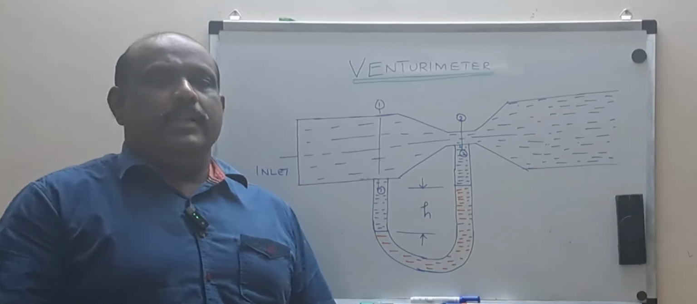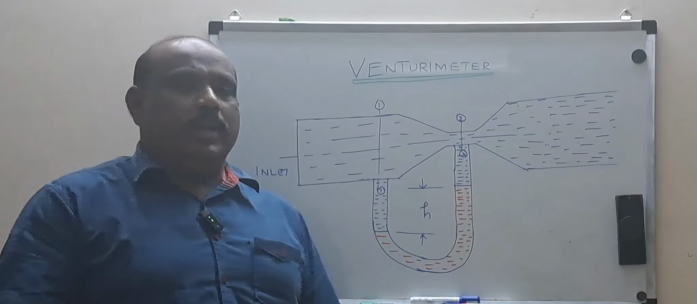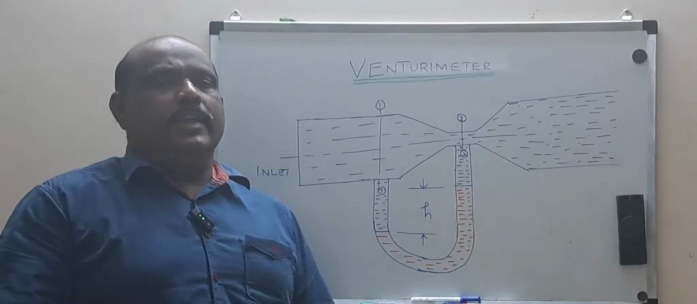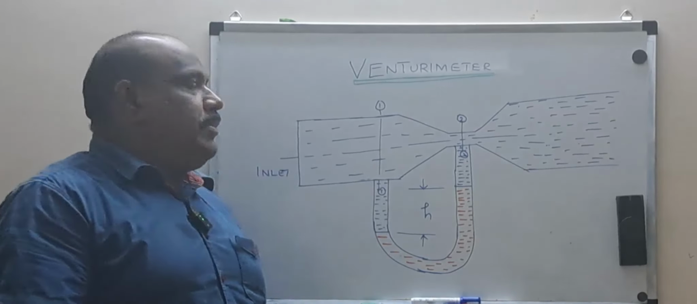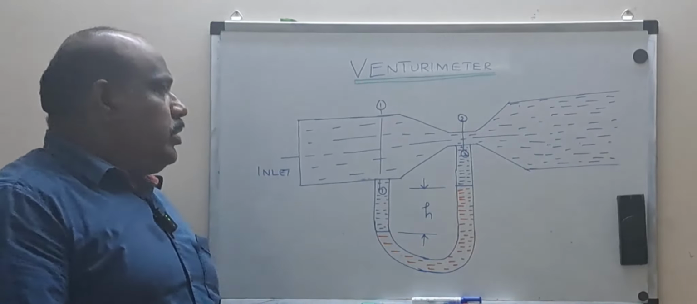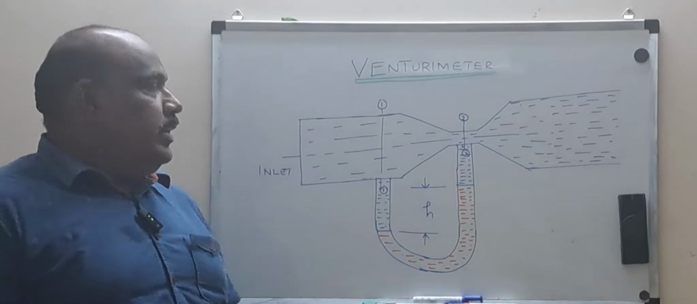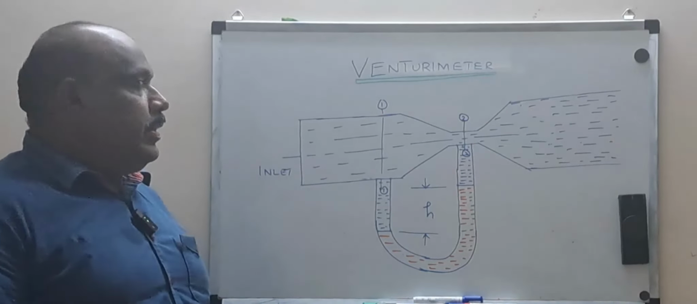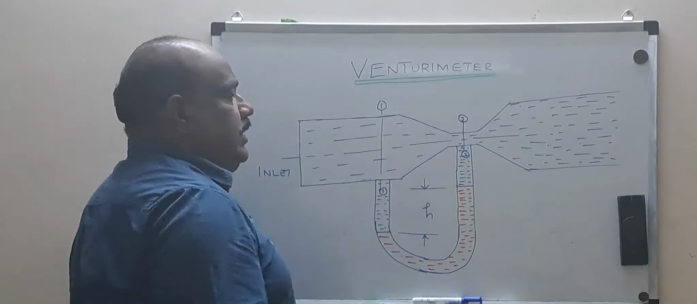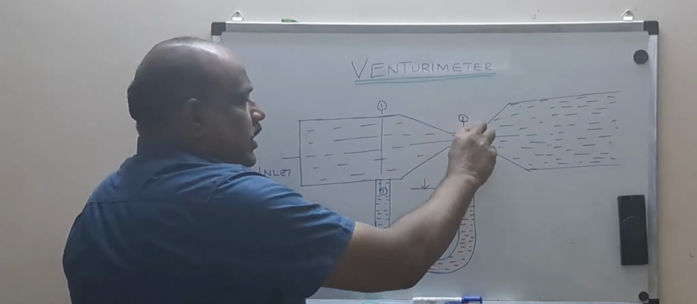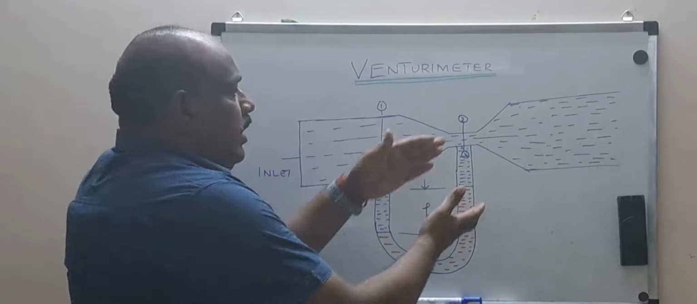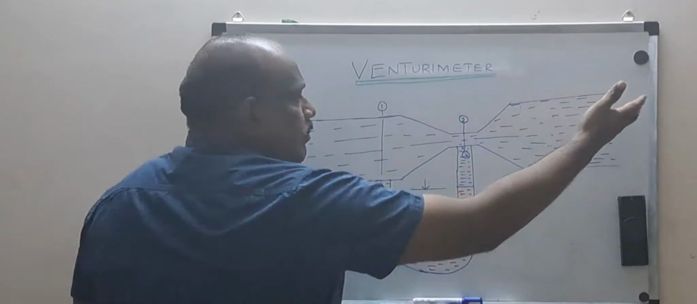Dear students, in this session we will see about an important engineering application device, namely the Venturi meter. The Venturi meter looks like the diagram shown here. It consists of an inlet pipe, a convergence section, a throat section with a minimal cross-section area, and a divergence section and a pipe.